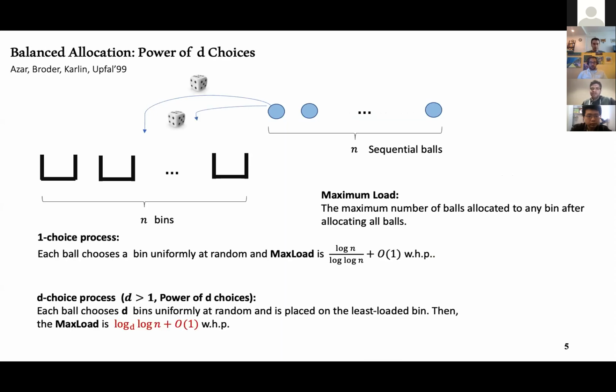Azar, Broder, Karlin, and Upfal introduced balanced allocation, known as the power of d choices, in which every ball chooses d bins uniformly at random, looks at their load information, and goes to the one with minimum load. Ties are broken randomly. They showed that after allocating n balls, the maximum load is log log n over log d plus some constant. Surprisingly, when we increase the number of choices to at least two, the maximum load decreases exponentially to log log n from log n over log log n in the one-choice process.